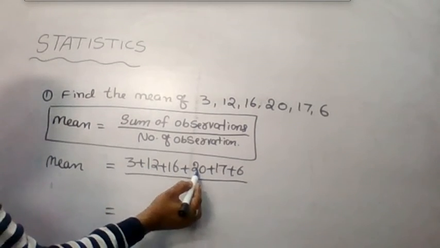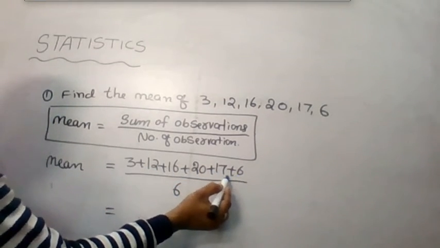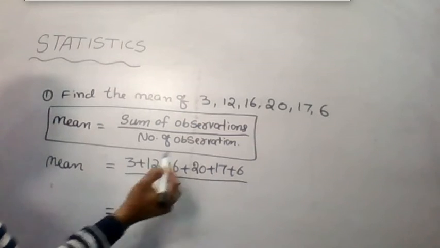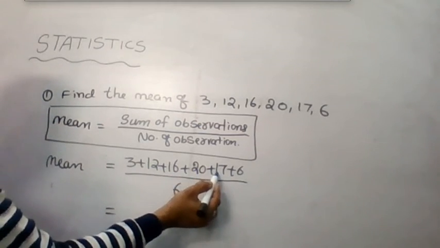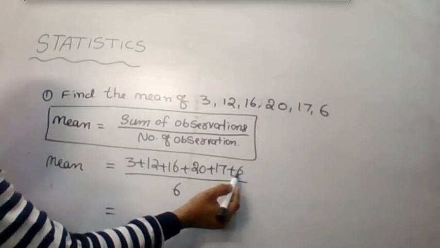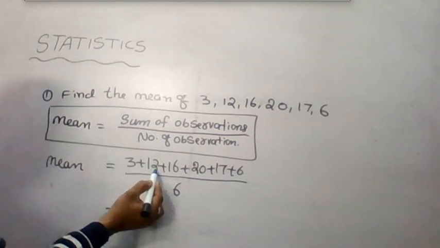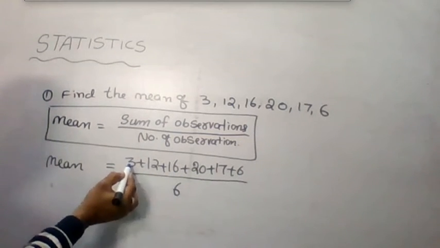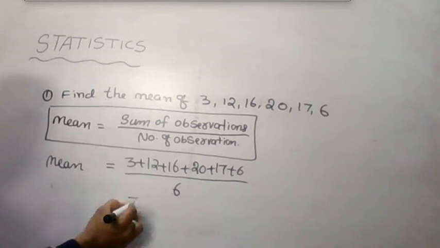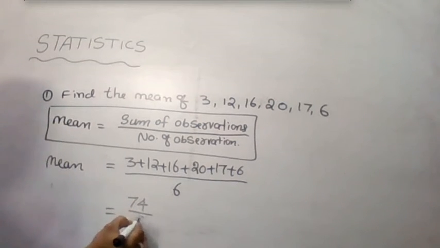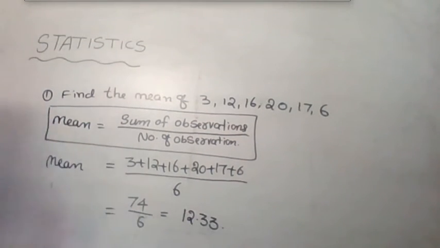Then add them quickly. So 10, 20, 40, 50. So 6 plus 7, 13. So 10, 20, 40, 50, 63, 69, 70, 71, 72, 73, 74. Nice. 74 by 6. Calculate them. What is the value of 74 by 6?